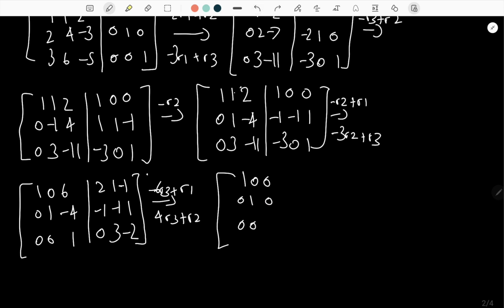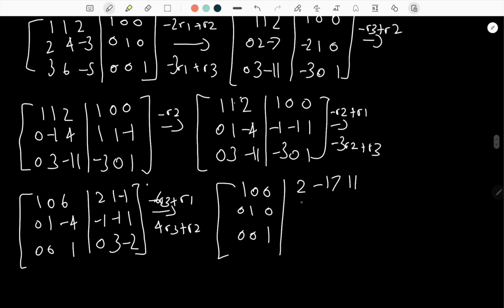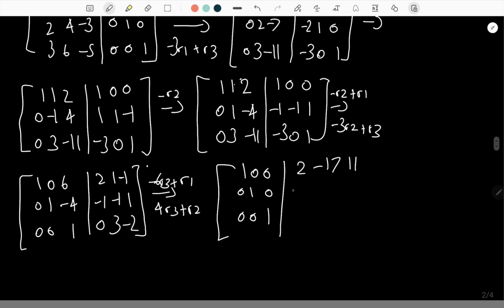So this is the identity of 3, and this is the inverse section, which is 2, negative 17, 11, negative 1, 11, negative 7, and then 0, 3, negative 2.